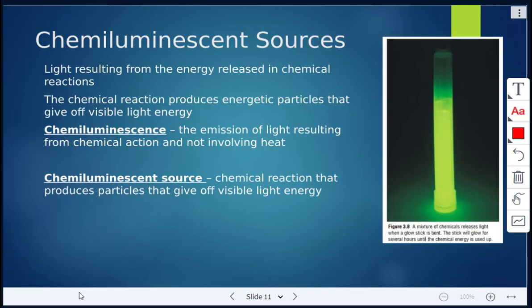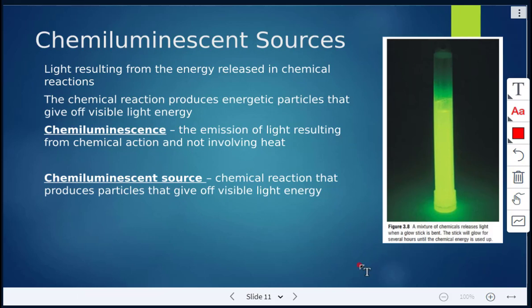Right, next is chemiluminescent sources. This is light that results from the energy released in chemical reactions. So basically, there's a chemical reaction that's going to produce energetic particles that are going to give off visible light energy. All right, an example is a glow stick.